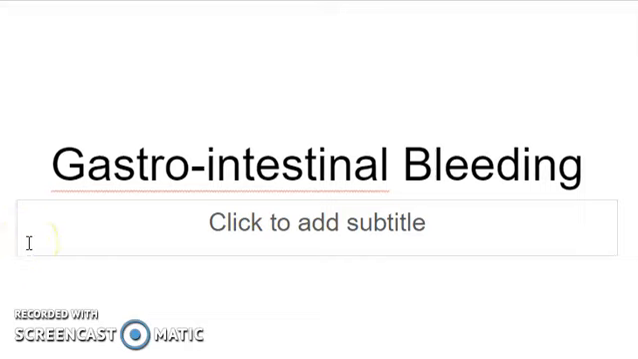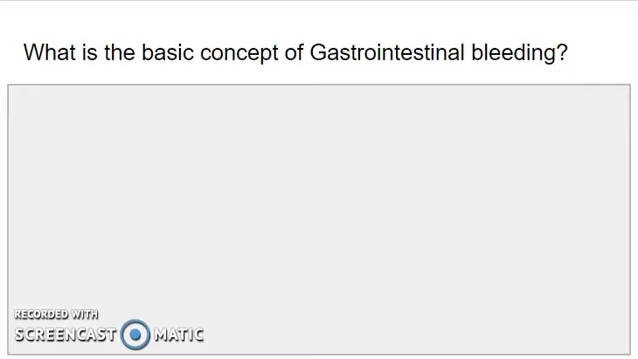Well, guys, welcome to this nerd review, which is today just going to be about gastrointestinal bleeding. First of all, what is the basic concept of gastrointestinal bleeding? So yes, the basic concept is that we can get bleeding from either the upper part of the gastrointestinal tract or the lower part. So what does any of this mean?